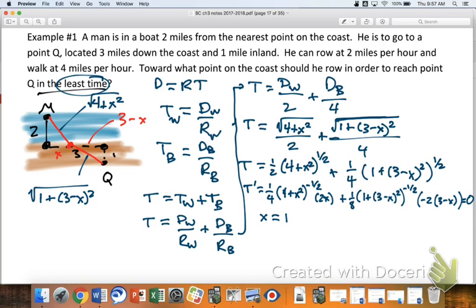So yeah, it says toward what point on the coast should he row? Now honestly, I think based on my nicely labeled picture, you probably could figure it out. But you could say, he needs to row 1 mile from the nearest point on the coast.